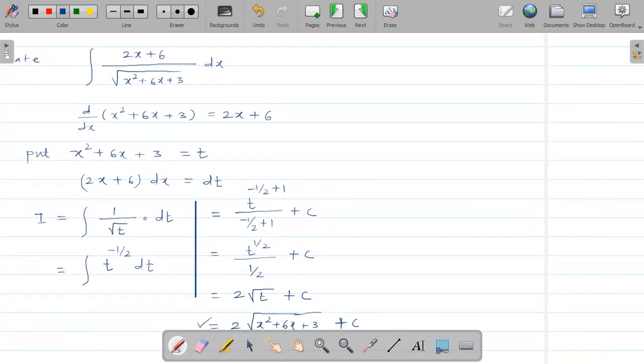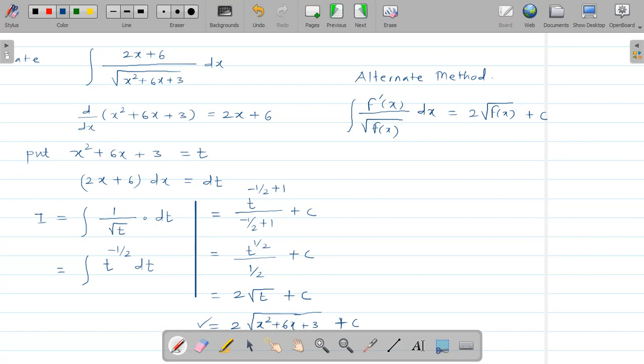See, alternate method. I will show here an alternate method. It is related to substitution, but if you know the corollaries, one corollary is given in your textbook, that is the integration of f dash x upon root of f of x is equal to 2 root f of x plus constant. This corollary is given. You can use this as a rule here.